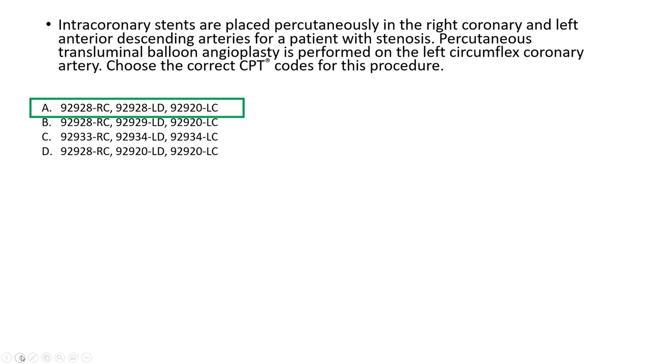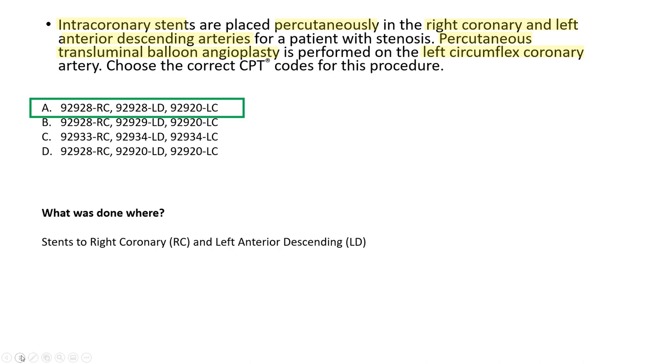Let's walk through it. Our important words, the things we need to know, are intracoronary stents, percutaneously placed, right coronary, left anterior descending arteries, percutaneous transluminal angioplasty, left circumflex coronary artery. So what was done where? We had stents to the right coronary and left anterior descending, and we did an angioplasty on the left circumflex. So we need to find the appropriate codes for this.